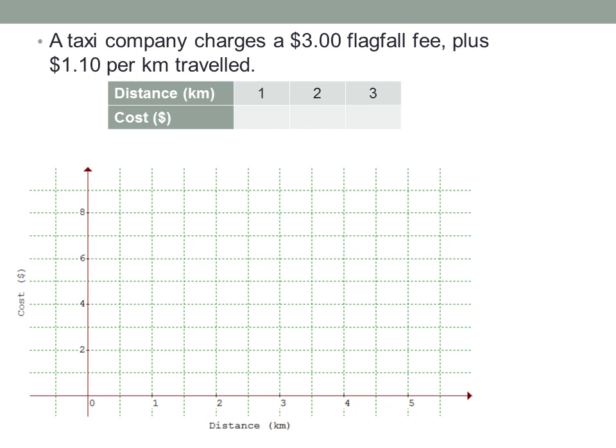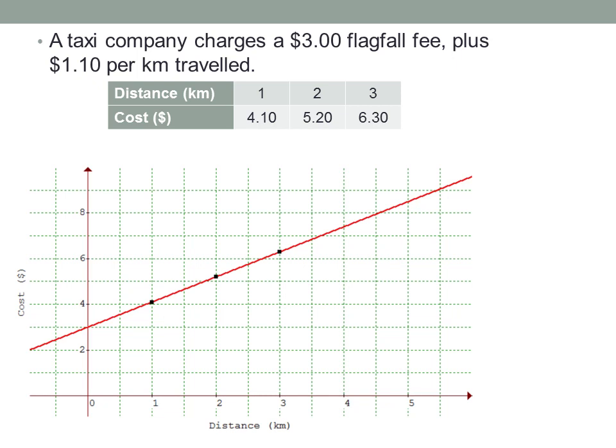So let's choose 3 distances and use nice numbers we can calculate with in our heads. A journey of 1 kilometre will cost the flagfall fee plus $1.10. That's $4.10. Each extra kilometre will cost another $1.10. Okay, plot the points and draw a straight line through them. Were you right that this graph doesn't go through the origin? Why doesn't it? What does the y-intercept represent?